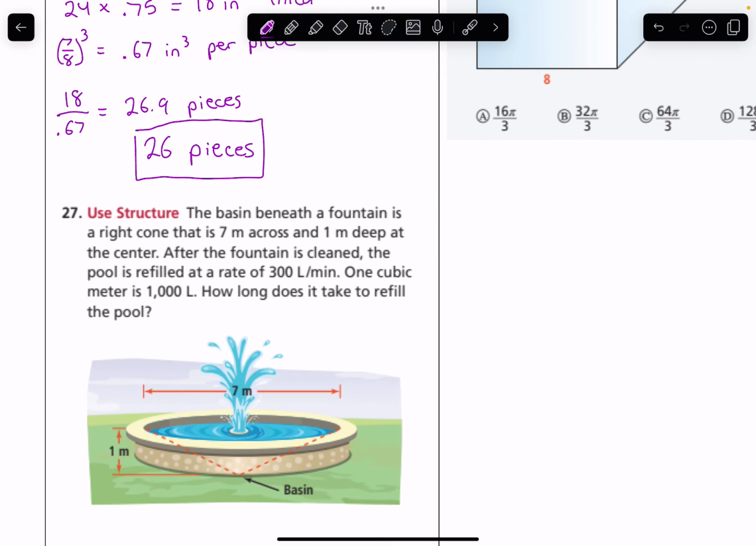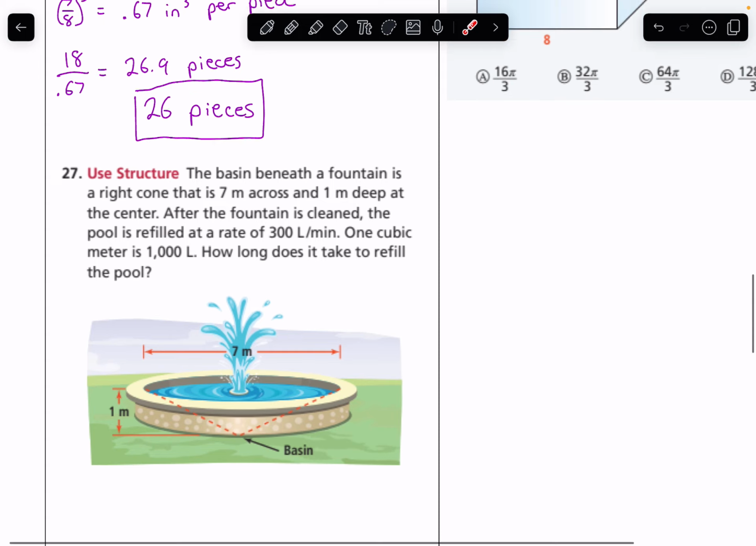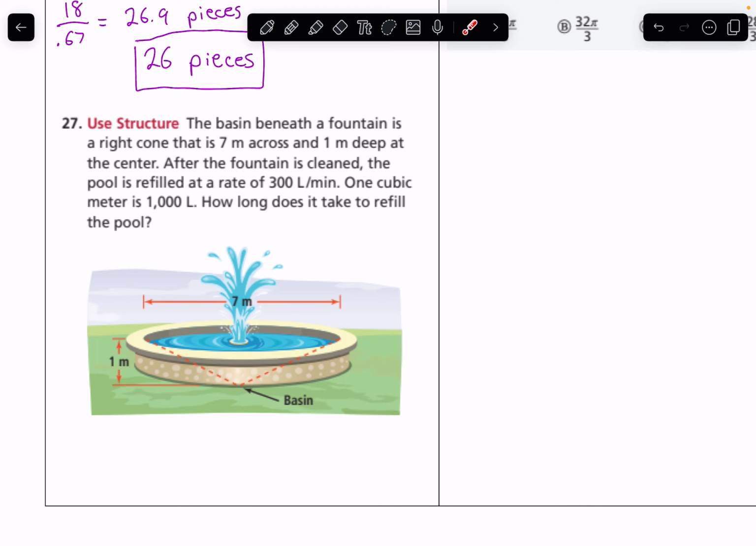Number 27. The basin beneath a fountain is a right cone that is 7 meters across, that's the diameter, and 1 meter deep at the center. After the fountain is cleaned, the pool is refilled at a rate of 300 liters per minute. 1 cubic meter is 1,000 liters. How long does it take to refill the pool?